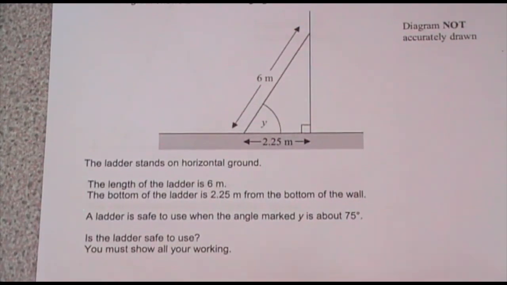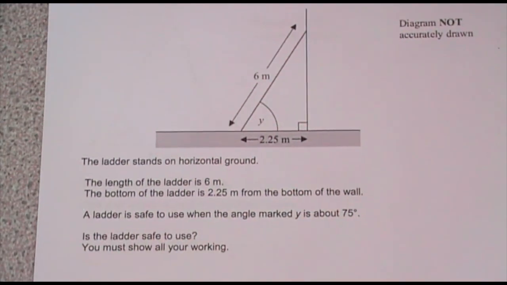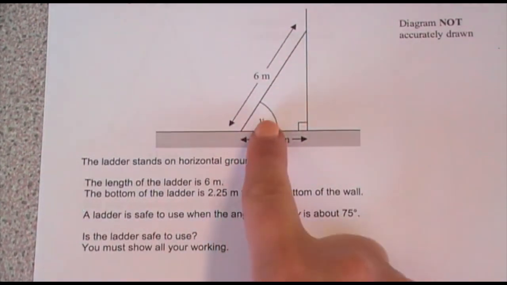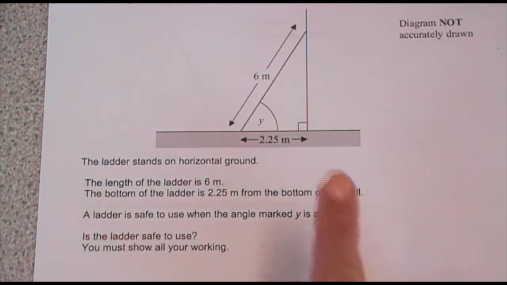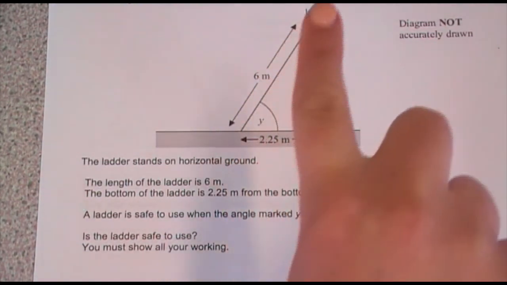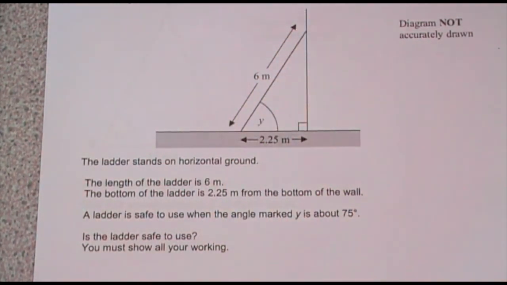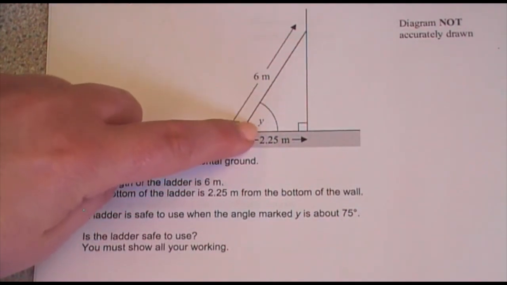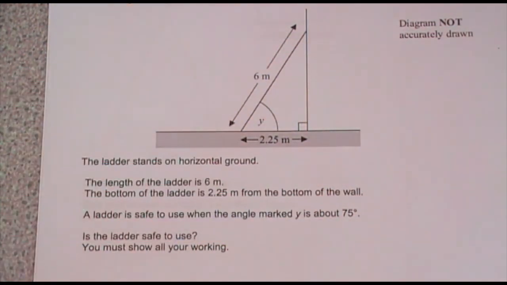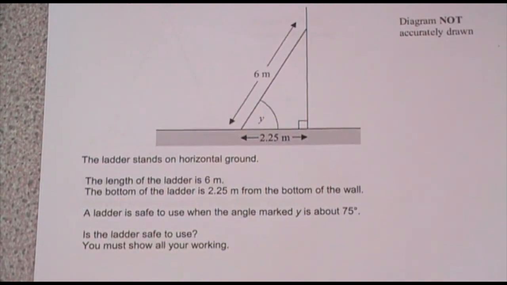Here's a problem-solving question that requires trig. You need to find angle y, and the question is, the ladder is safe to use when angle y is about 75 degrees. Is this ladder, which is there, the 6 meters, is it safe to use? So essentially you're finding, does that come close to 75 degrees? Press pause. When you're ready for the answer, press play.